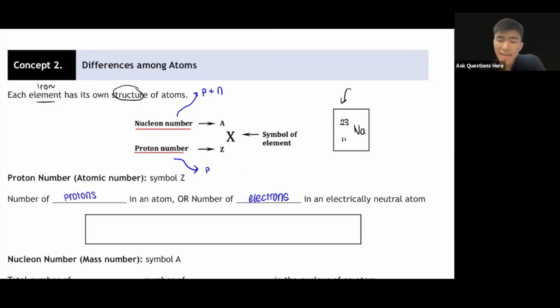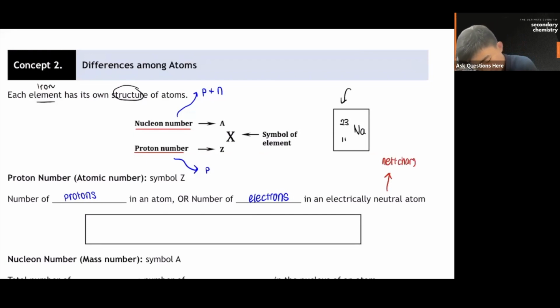Now, what is meant by electrically neutral atoms? It basically means that the net charge is equal to 0. Okay, means that the number of positive charge equals the number of negative charge, means that the number of protons equals the number of electrons.